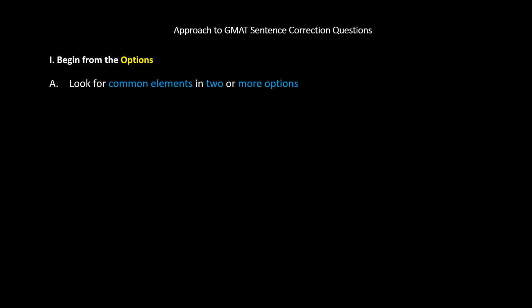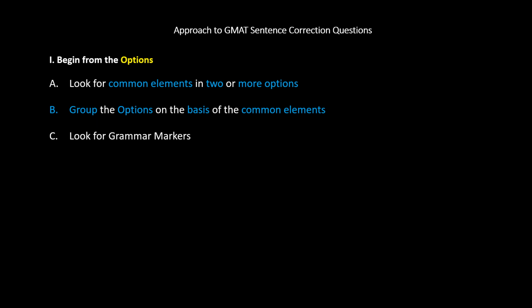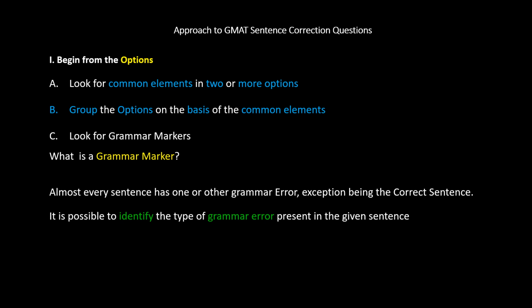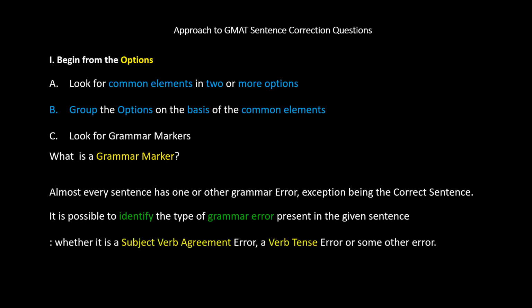Almost every sentence has one or other grammar error, the exception being the correct sentence. It is possible to identify the type of the grammar error present in the given sentence, whether it is a subject-verb agreement error, a verb tense error, or some other error. The answer choices have clues that suggest the type of the grammar error the sentence is likely to have. These clues are called grammar markers.